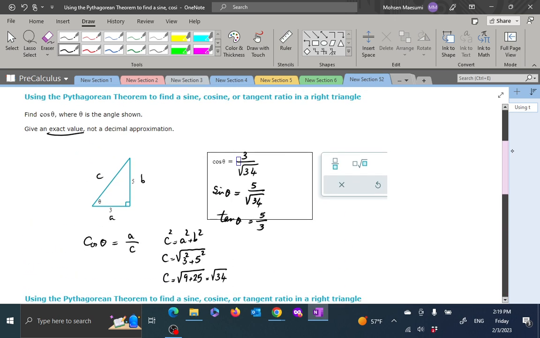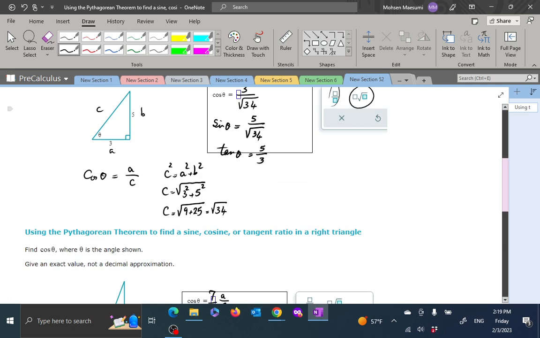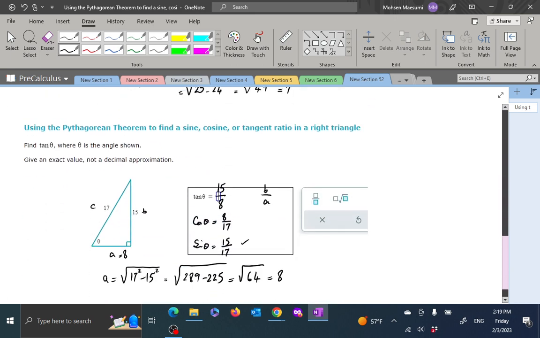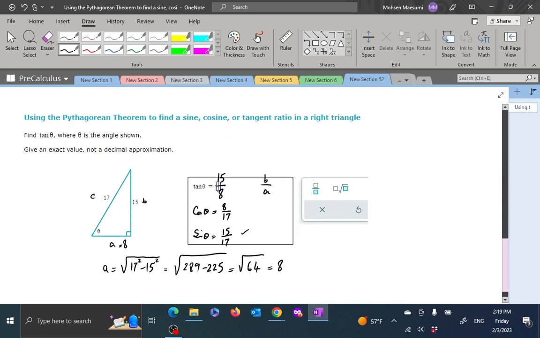In the first example we have 3, 5, and then c turned out to be a square root, and if it is so, then you have to use this symbol, otherwise you just use this one. So remember, you are supposed to give exact values and no calculator in this, so you have to do these things by hand if it is needed.